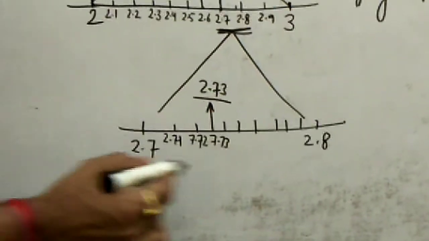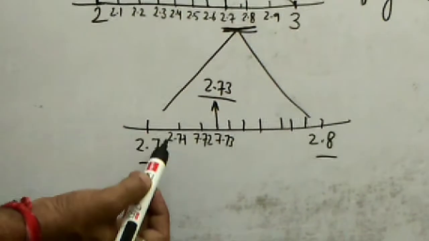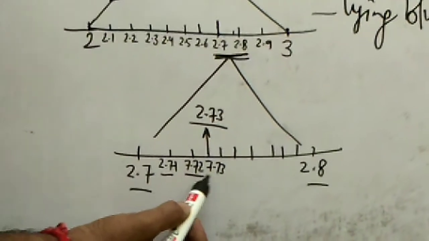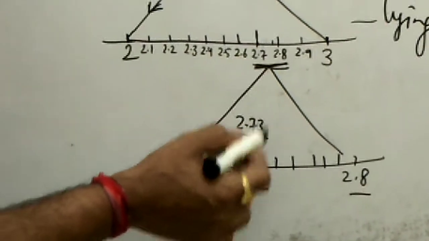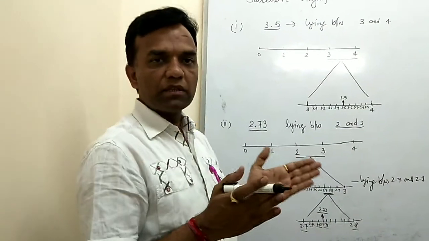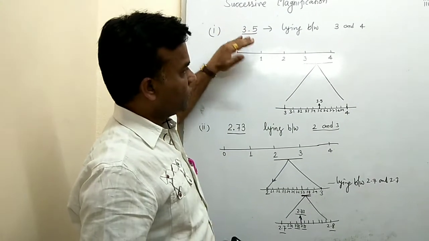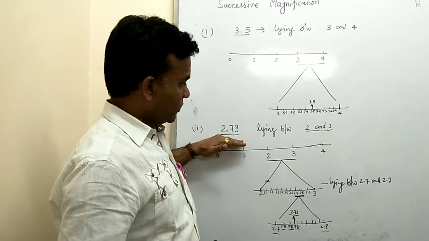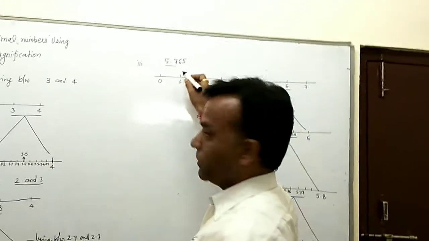So 2.7 and 2.8 is again divided into 10 parts: 2.71, 2.72 and 2.73. Here we underline 2.73. So that is the magnification, because we magnified the number place. First you decide which two numbers it is lying between, and then again you enlarge. Here we had a first place digit, then a 2 place digit, and now at the last we have the example for 3 place.